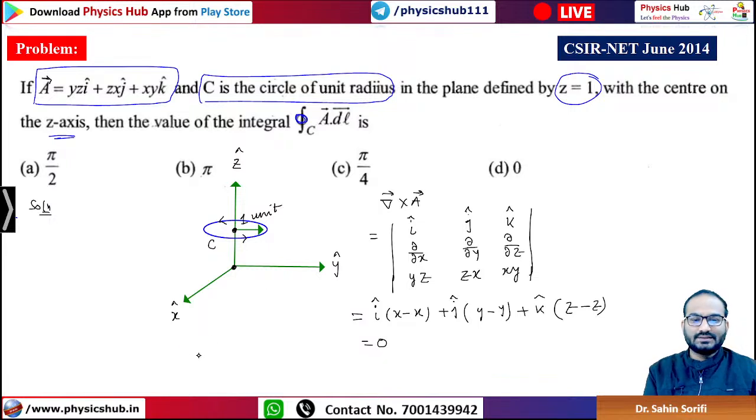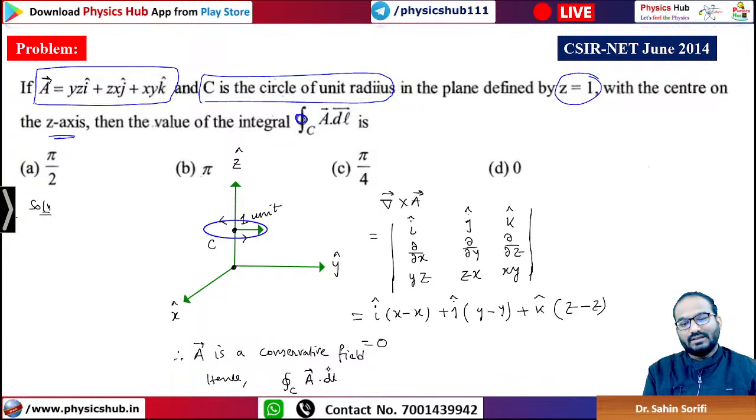Since the curl is 0, we can say that A is a conservative field, and hence we can say that the closed line integral of A dot dl or dr will also be 0. So option D is the correct option for this question.